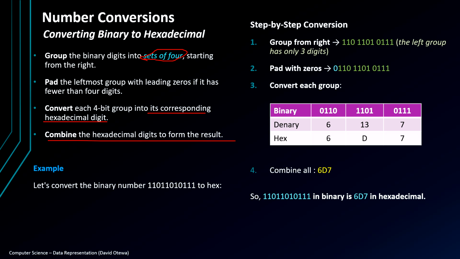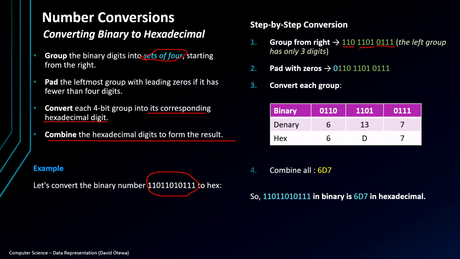Now let's apply our steps. Let's convert the binary 11011011011 to hexadecimal. The first step, we've been told to group them into 4 starting from the right. So this is our right, so we start here. Then the next, you are told to look at the left. You see this one is not 4, it's 3. Then we go to the next step.